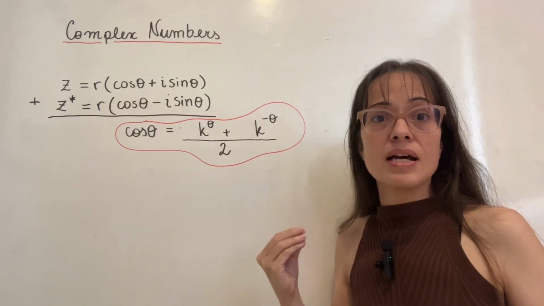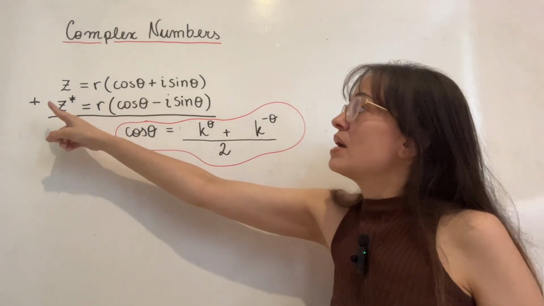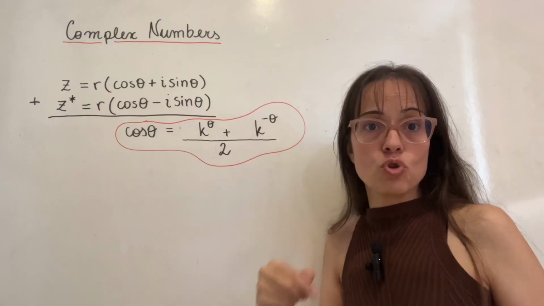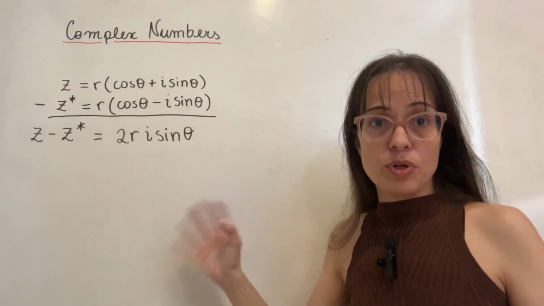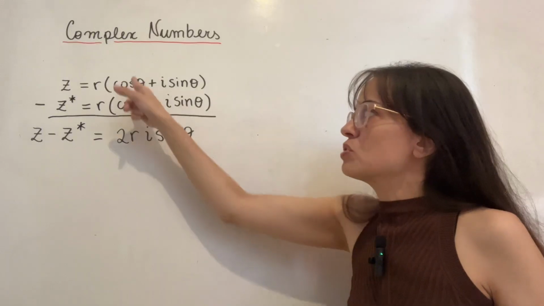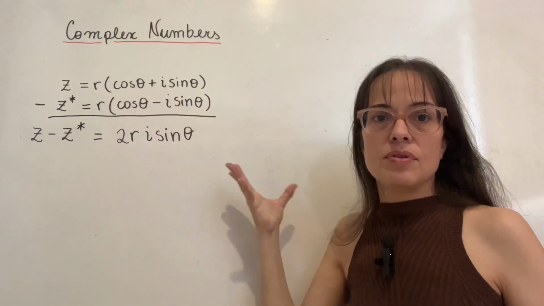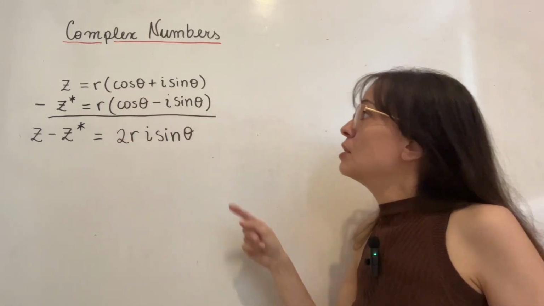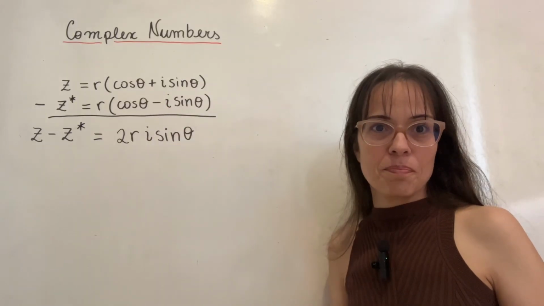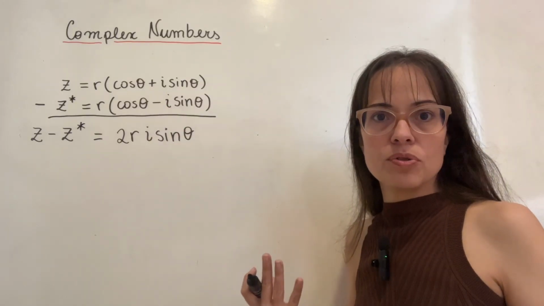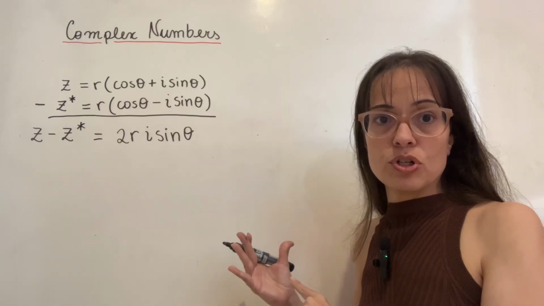Let's put that aside. And now, instead of adding both lines, I'm going to subtract the first line minus the second line. This time it's the real parts that have canceled out, cosine minus cosine, and the imaginary parts have added up, because this minus minus this is 2 of them. I'm going to do the same steps that I did to the other one. I'm going to divide the equation by 2.